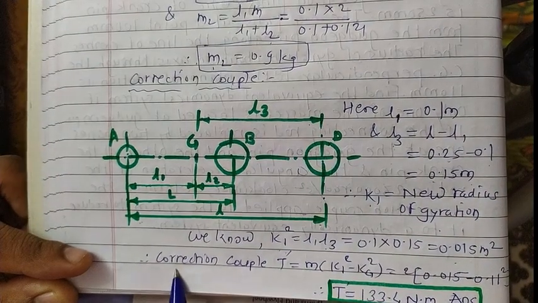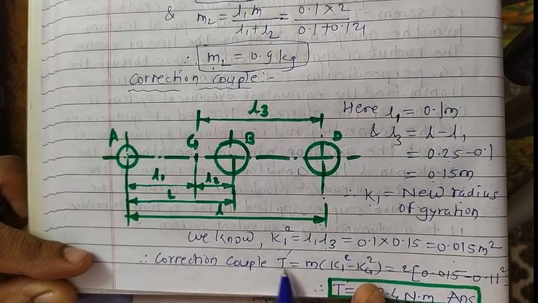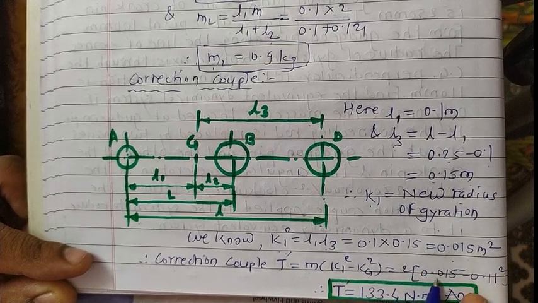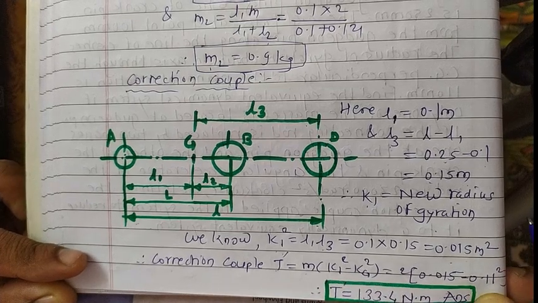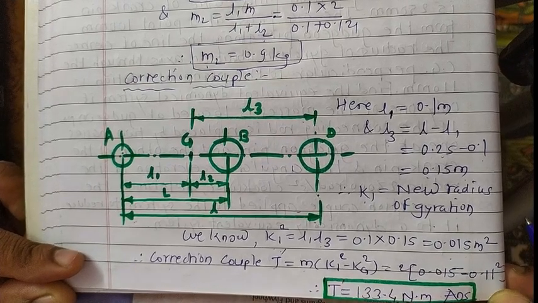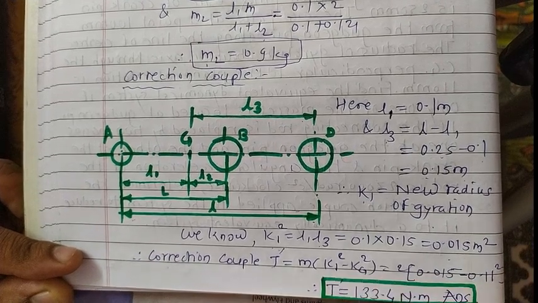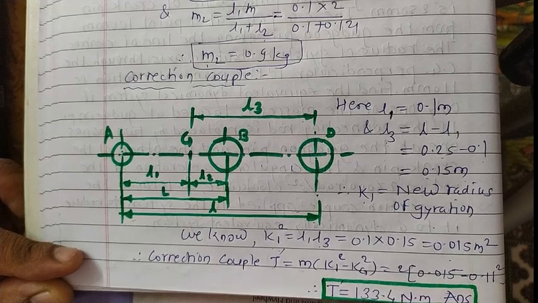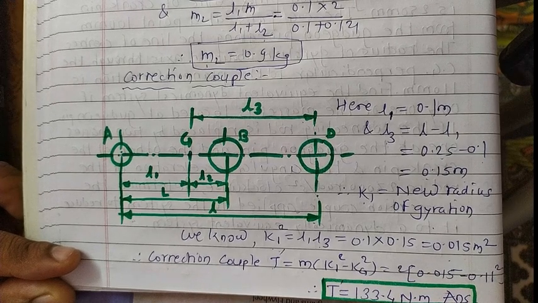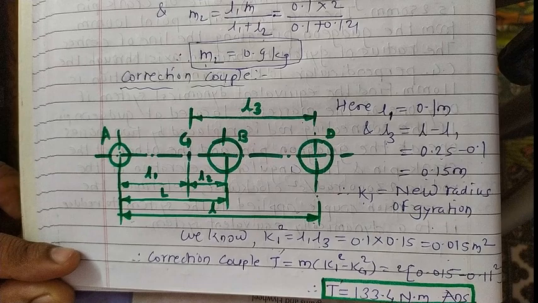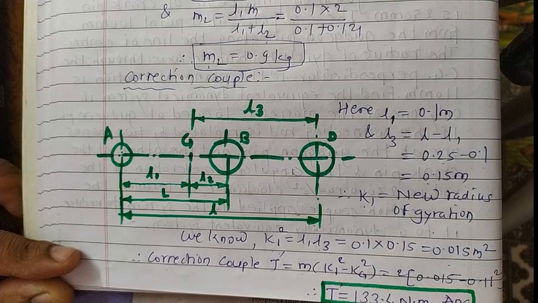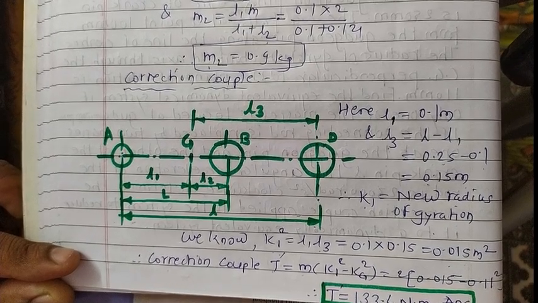For the correction couple, the relation is T dash equals M into k1 square minus kg square. So k1 square is already 0.015, minus the kg term 0.11, do the square for the same. Simplify this and get the value for T dash. Here T dash is nothing but the correction couple. So T dash equals 133.4 Newton meter. This is the answer for our required question. I hope that in today's lecture, problems related to the dynamical equivalent system are clear to you. Thank you.